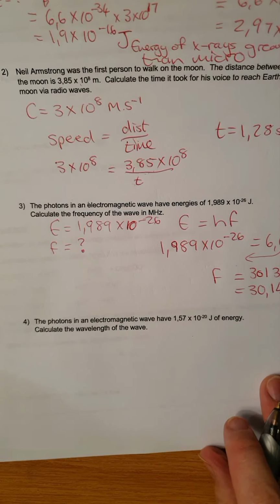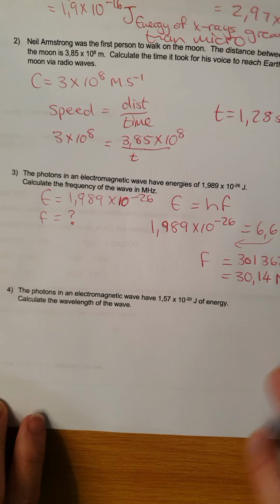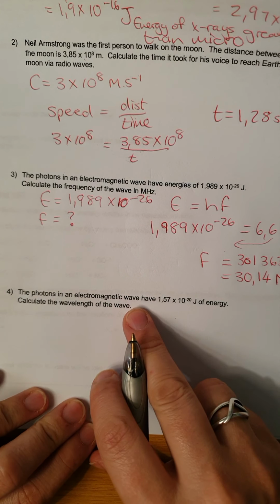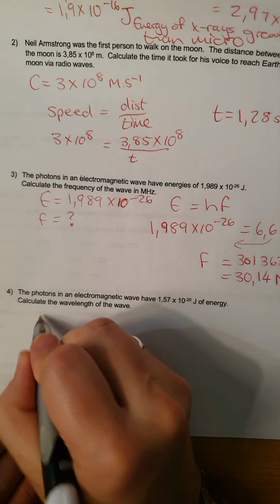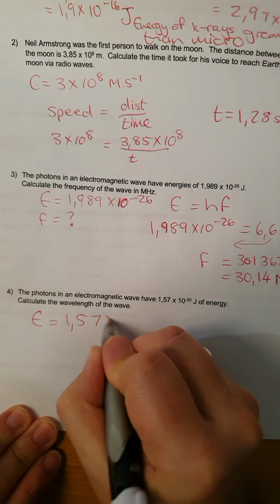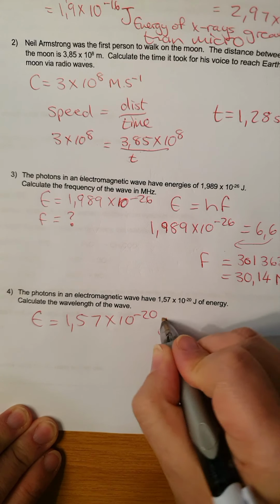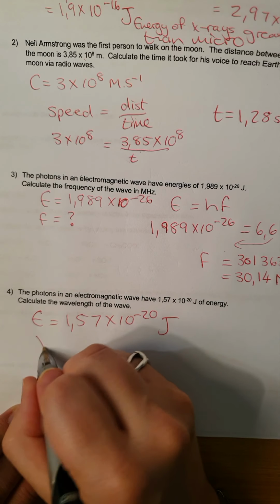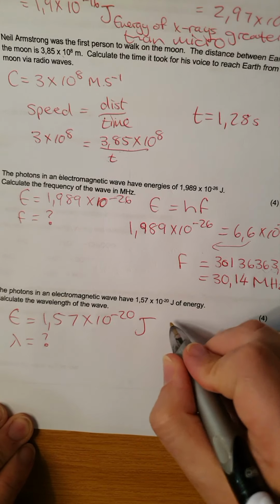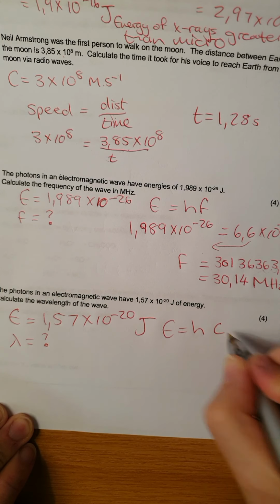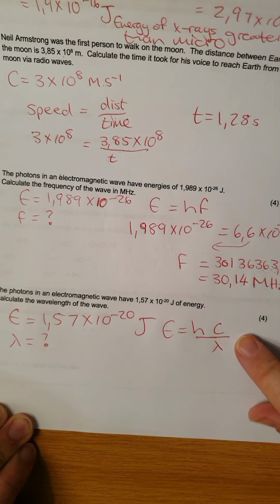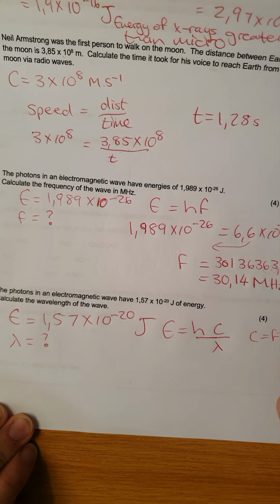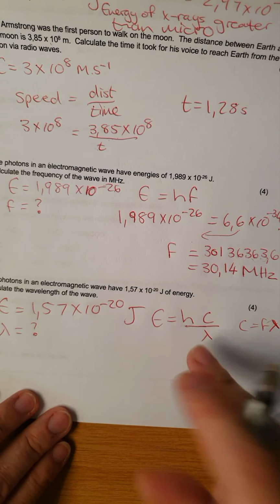Okay, last one, and then I want you to try on your own. The photons in an electromagnetic wave have so much energy. Calculate the wavelength. Now we have this energy, so many joules in the photons of an electromagnetic wave. What is the wavelength? We are looking for that, which means we can use this equation. There are 2 ways you can do this. You can use this equation, or you can use the one with frequency and then use c equals f lambda to get the wavelength. But it's so much easier to use one equation.